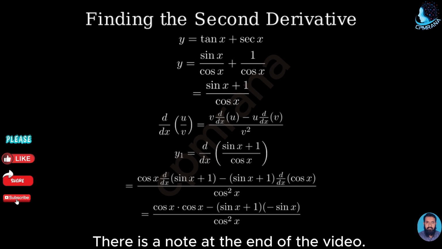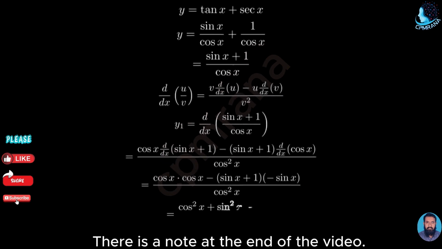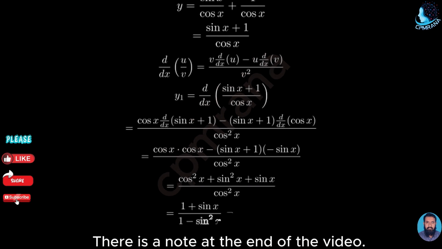Now, let's simplify this expression. In the numerator, we get cosine squared x plus sine squared x plus sine x. Remember that sine squared x plus cosine squared x equals 1. So we can simplify this to 1 plus sine x over cosine squared x.